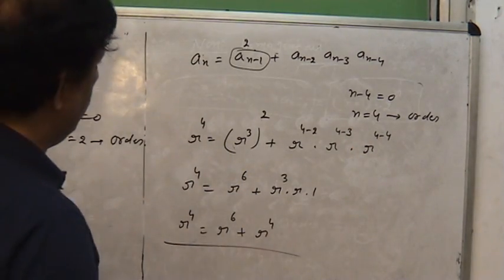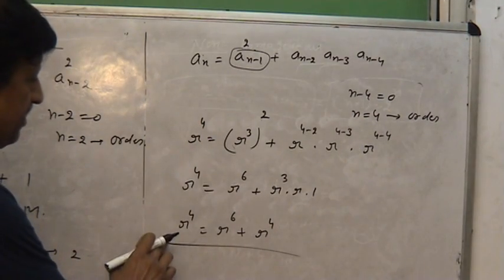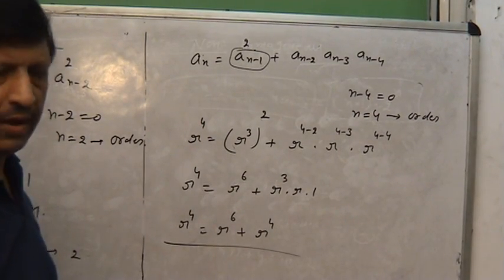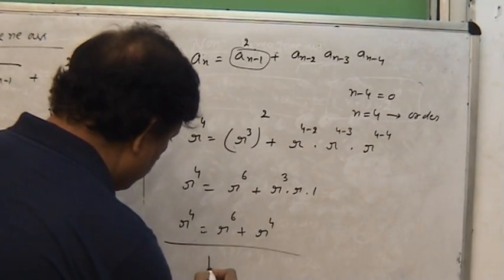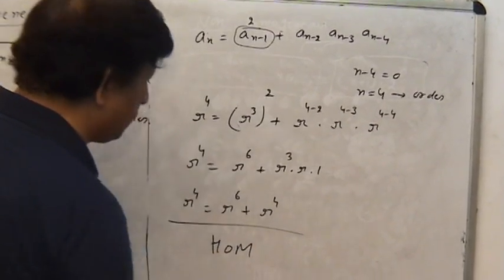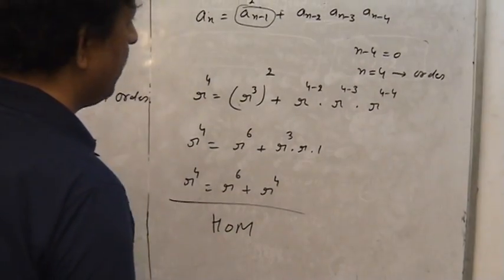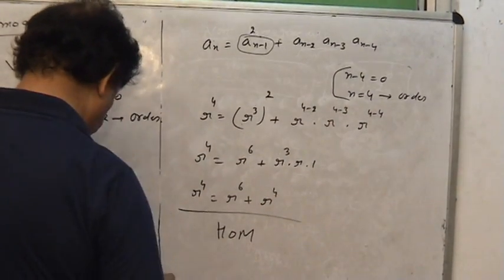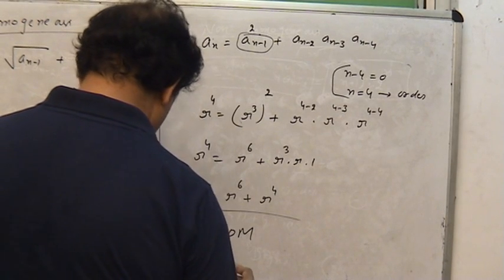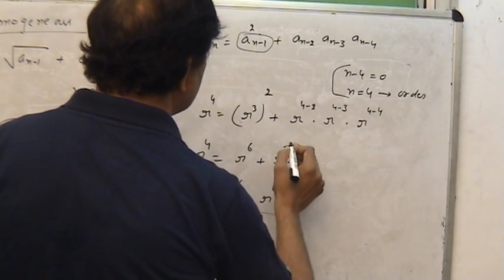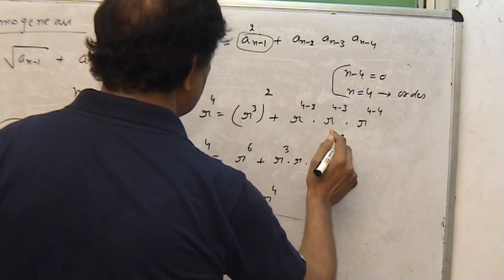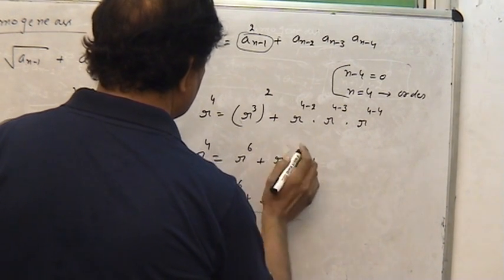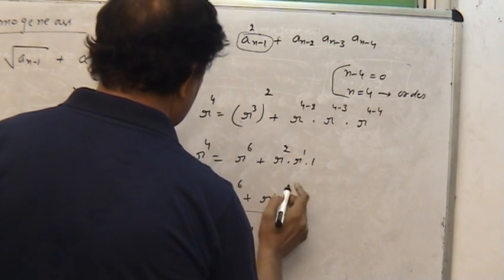We say there is no term present in it which depends upon n. So we conclude it is homogeneous. It is homogeneous and of order 4.